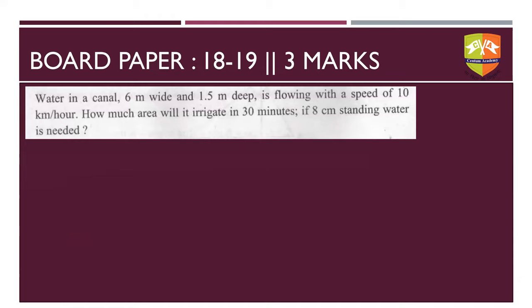So do it. Volume flow rate. Water in a canal 6 meter wide, 1.5 meter deep is flowing with a speed of 10 kilometers per hour. Mind the units here. 10 kilometers per hour. Here it is 6 meter, 1.5 meter. How much area will it irrigate in 30 minutes if 8 centimeter, again, unit different. So meter, centimeter, kilometer, everything is there in the same question. If 8 centimeter standing water is needed.